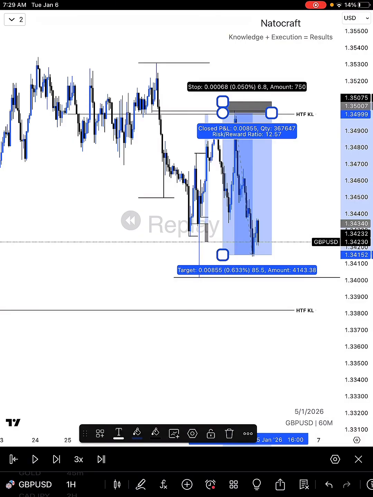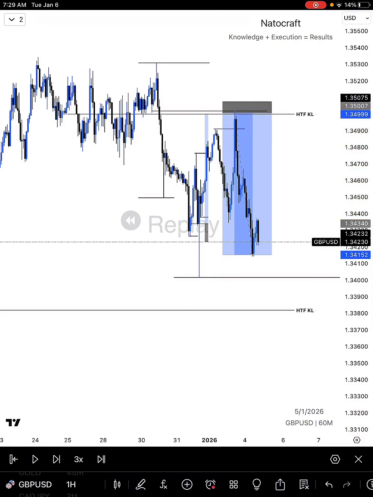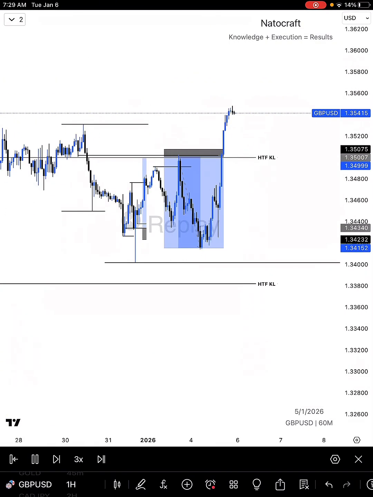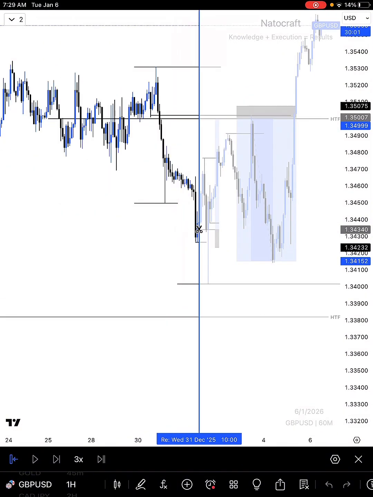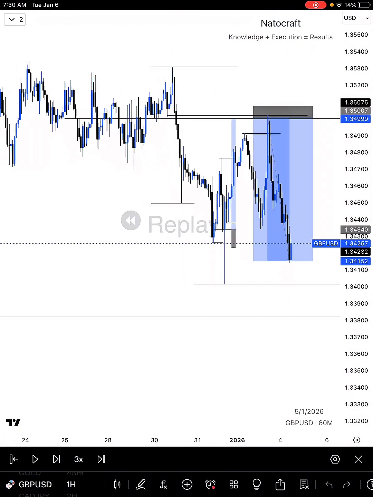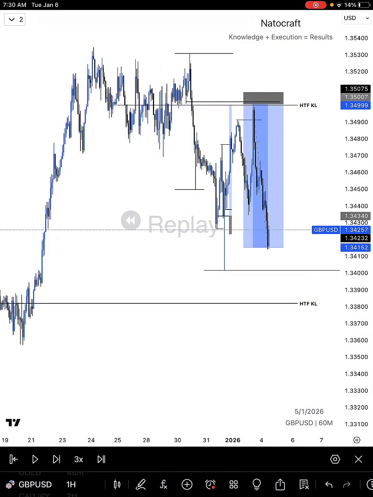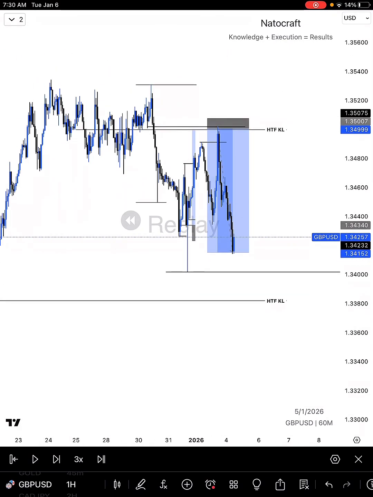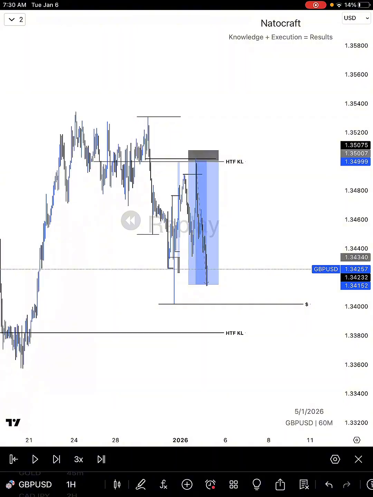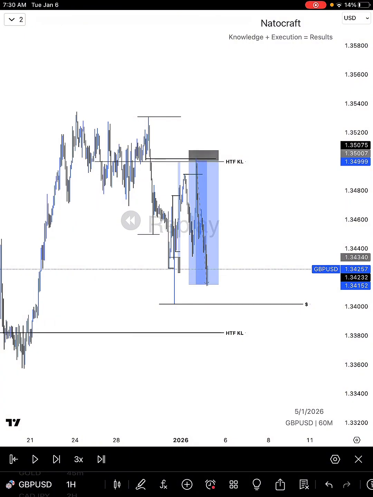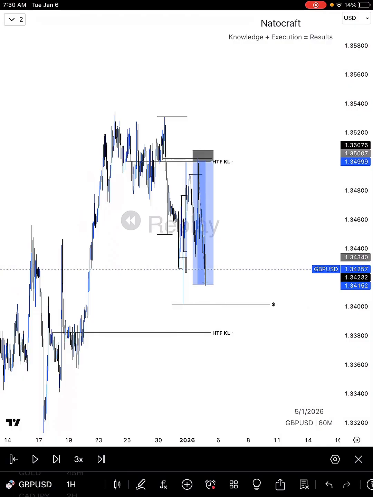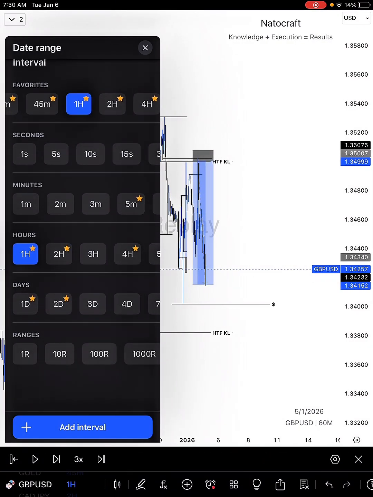Price went up drastically, not giving us our 1:17, but that was how we caught these two trades on GBPUSD. I wasn't expecting price to go up like that. I was expecting price to take this liquidity, but we know that we have this key level for future trades. This is still a fresh level. The price has not used that level before, so it's still fresh.